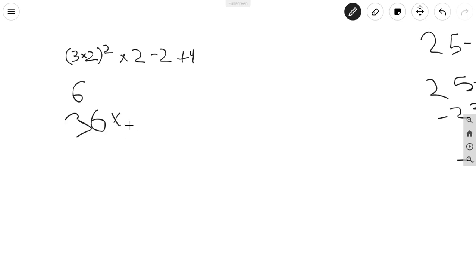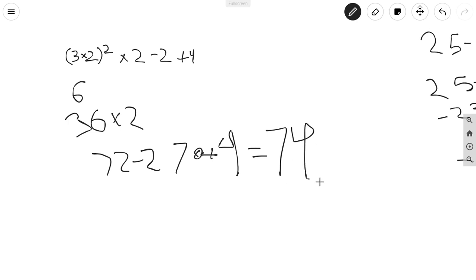And then I'll do multiplication as usual. 36 times 2 gives me 72. Minus 2 gives me 70. Then 70 plus 4 gives me 74. That's your order of operations. Just remember PEMDAS, and remember you're working from left to right.